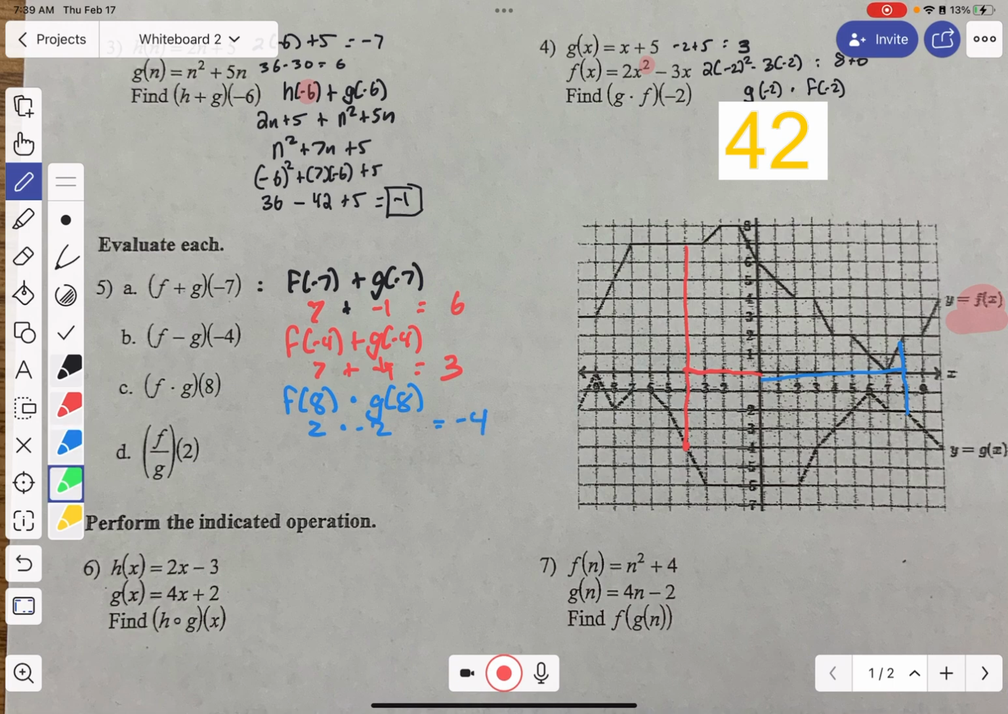We'll go to green for the last one. It would be f of 2 divided by g of 2. f of 2 is 4. g of 2 is negative 6, which is negative 2/3. And you're done.